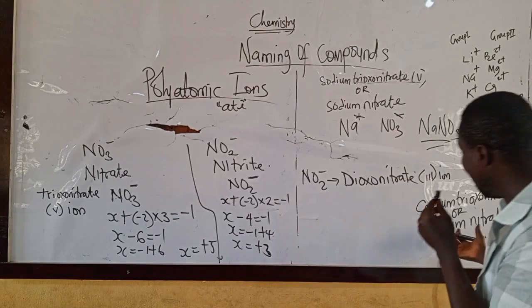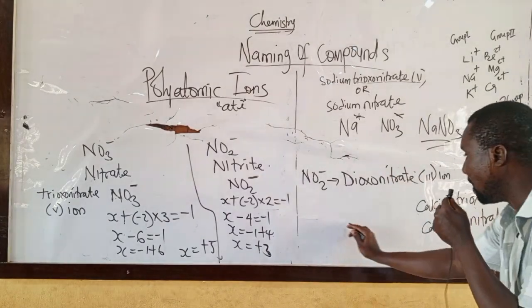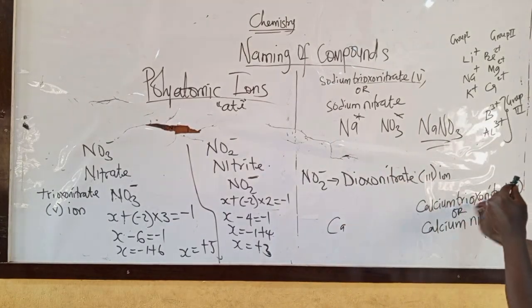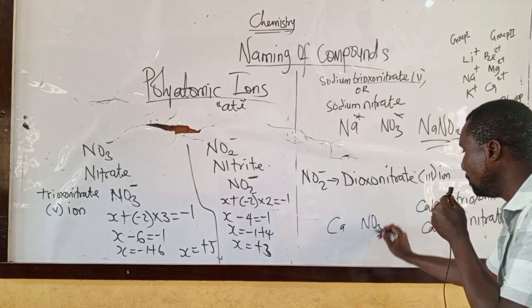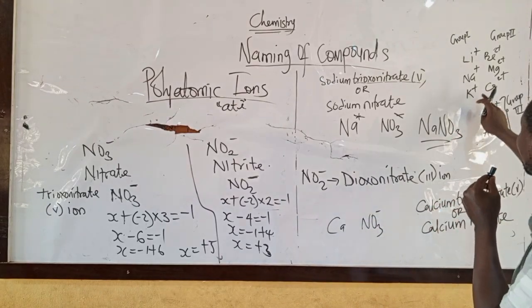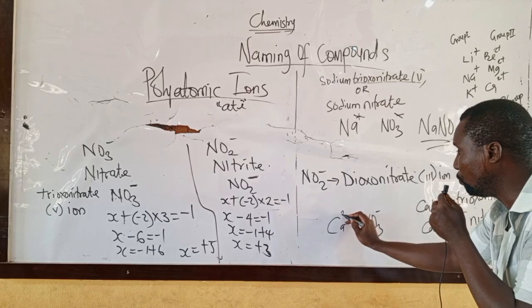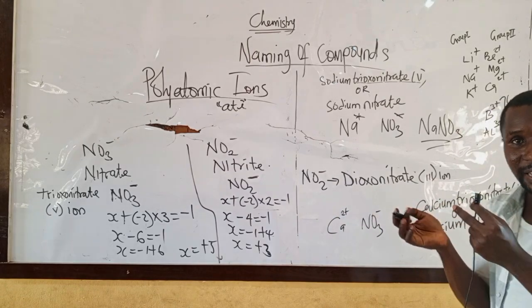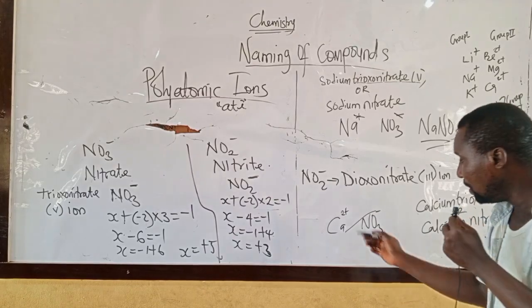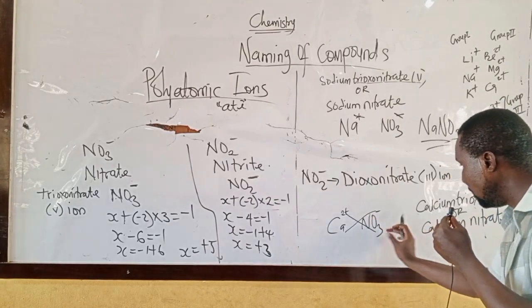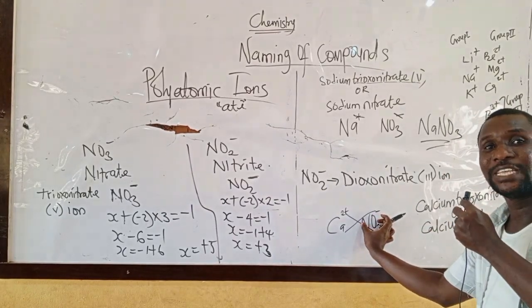How can I write this chemical formula? Calcium, I say Ca. Trioxonitrate(V) is the same thing as nitrate, NO3. The charge is -1. And what is calcium? Calcium is +2, in group 2. What happens? The valency. This -1 will come here, the valency 1. This +2 will come down here. Don't forget, these two, they are together.